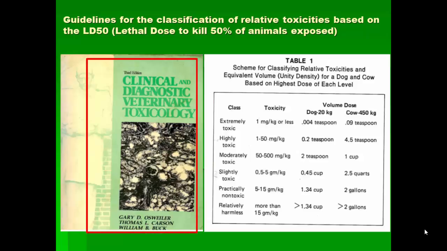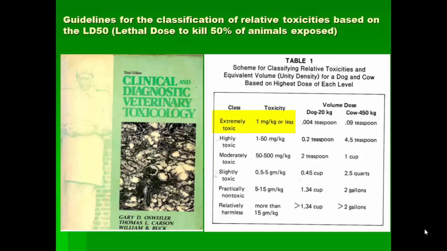which is the third edition of Clinical and Diagnostic Veterinary Toxicology by Osweiler, Carson, and Buck. And as you can see here, any compound which is capable of killing an animal at dosages of 1 milligram per kilogram or less is considered extremely toxic. Between 1 and 50 is considered highly toxic. Between 50 and 500 would be of moderate toxicity, and at higher dosages are considered slightly or practically non-toxic.